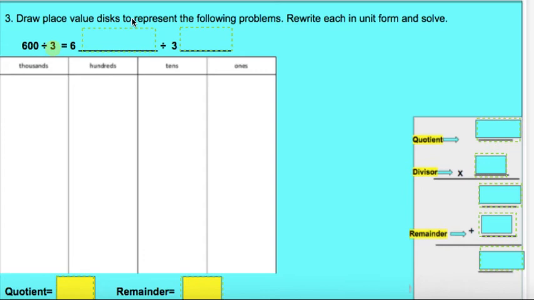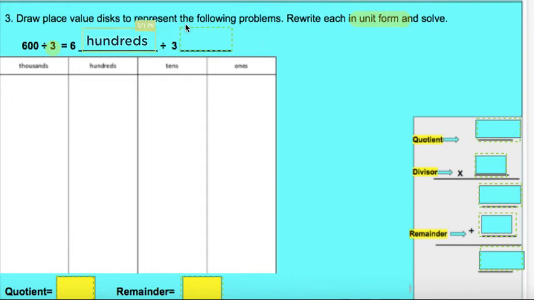It says, draw place value discs to represent the following problems. Rewrite each in unit form and solve. Y'all, unit form means words and numbers to express the value of a number. So we have the problem 600 divided by 3. 600 is the same thing as saying 6 thousands, 6 hundreds, 6 tens, or 6 ones. I promise y'all it's not a trick question. Where am I going to place these 6 discs? In the thousands, the hundreds, the tens, or the ones? My number is 600.